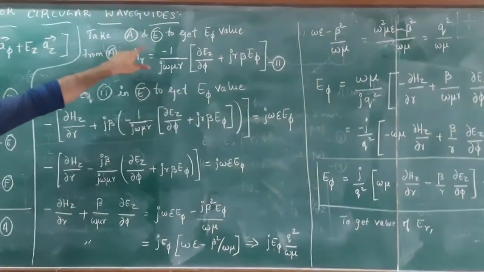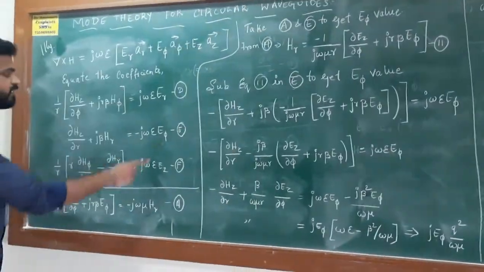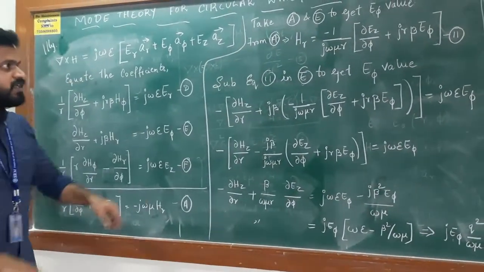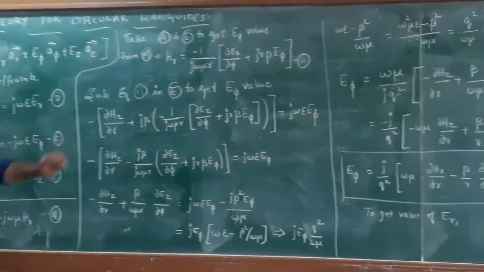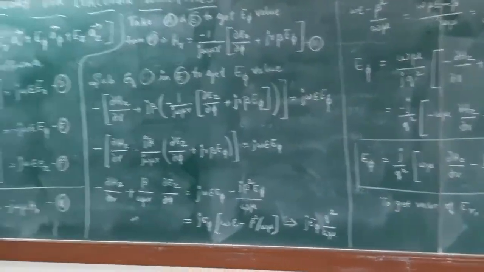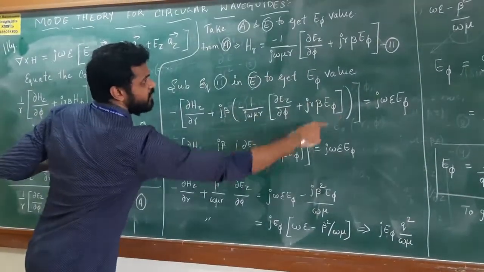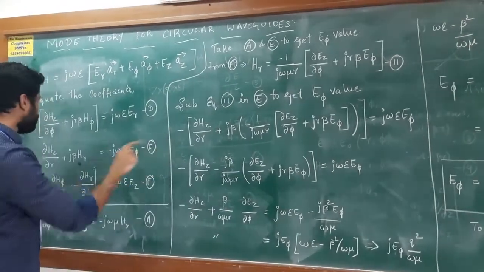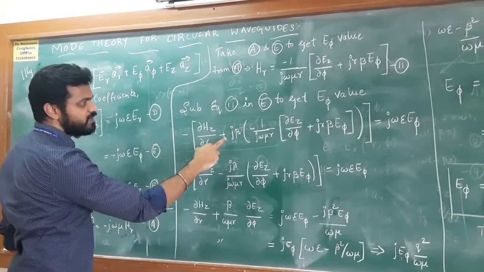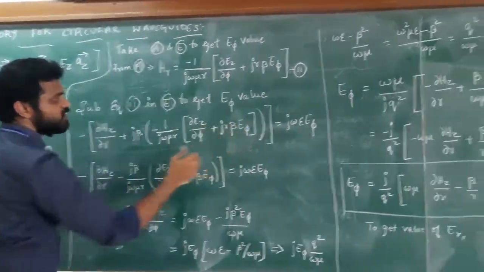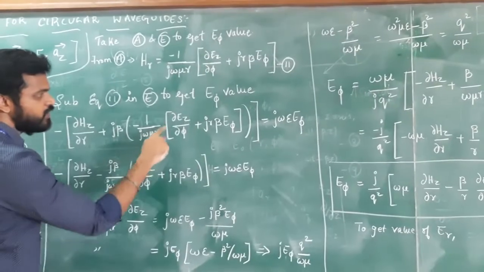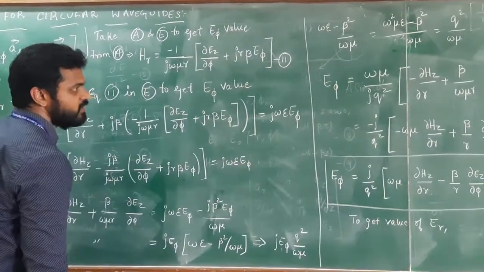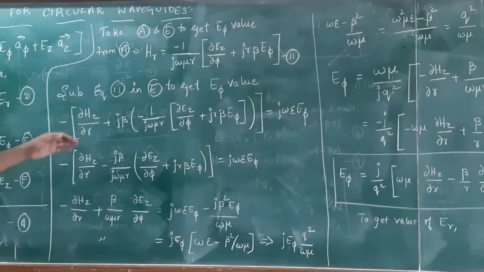So now we will take this value of Hr and substitute it in the E equation. In place of Hr, we will substitute this corresponding value. So substitute equation 11 in E to get the Eφ value. In place of Hr, we have substituted the corresponding Hr value. This 11th equation has been substituted over here. So it's given by minus ∂Hz/∂r plus jβ into the corresponding Hr component, minus 1 by jωμr into ∂Ez/∂φ plus jrβEφ, is equal to jωεEφ. After this, we will try to reduce this equation.